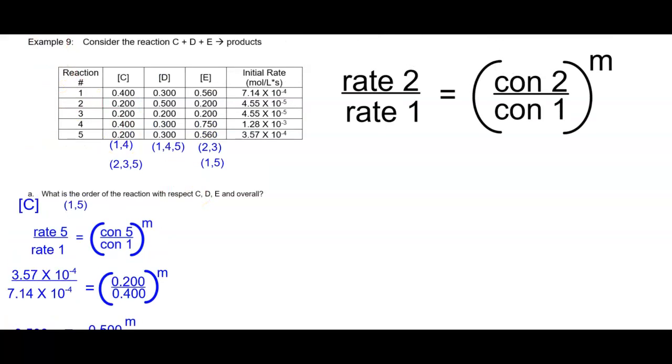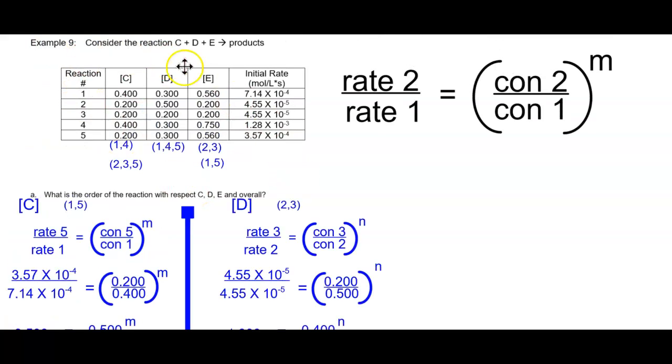Now, let's look at D. For D, we are going to not look at D, but look instead with respect to C and E when they're constant. I see 1 and 4, 2, 3, 5, 2, 3, 1, and 5. So 2 and 3 is when C and E are constant. So we're going to pick for D, experiments 2 and 3.